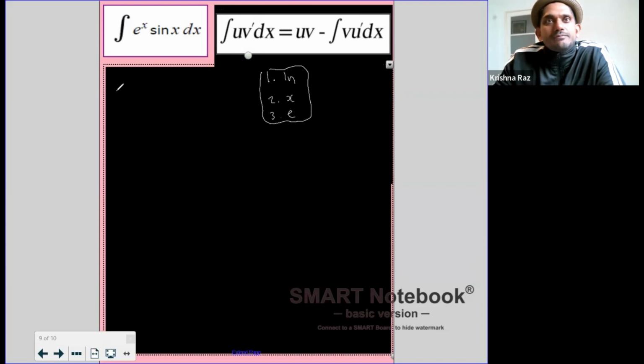u must be e to the x. Therefore, u dashed is e to the x. v dashed will be sine x. If we differentiate cos, we get negative sine. Therefore, when we integrate sine, we must get negative cos.